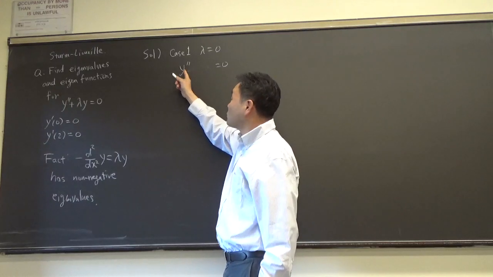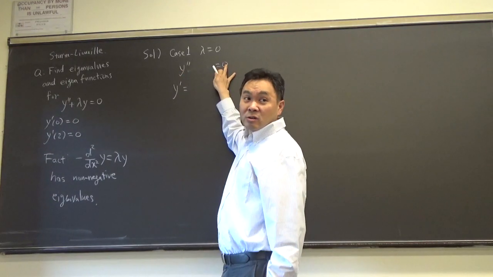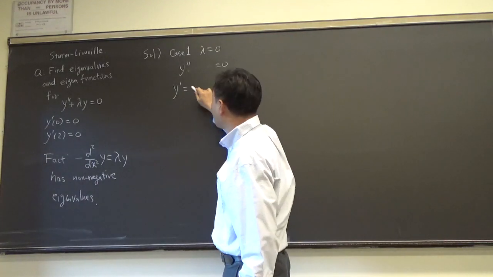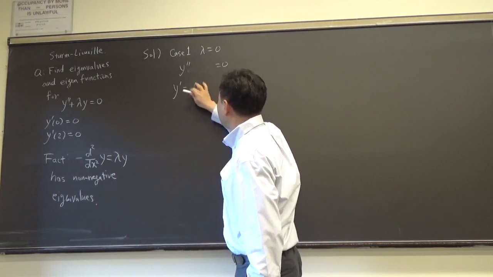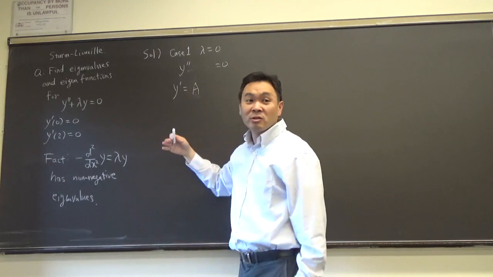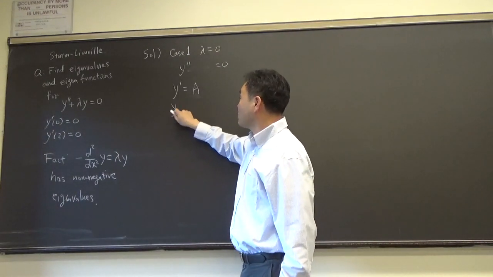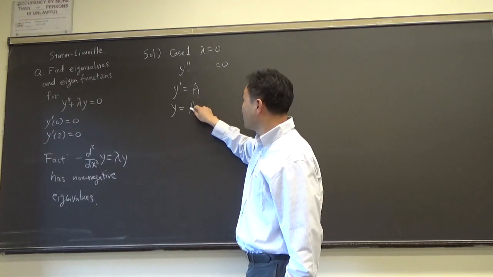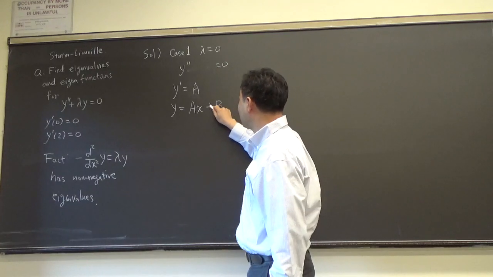If you integrate y double prime, you get y prime. And what do you get if you integrate 0? You get a constant, and we'll just call that constant a. Sorry, a. Then we can integrate one more time to get y. If you integrate a constant, you get ax, and then you have another constant, which is b.